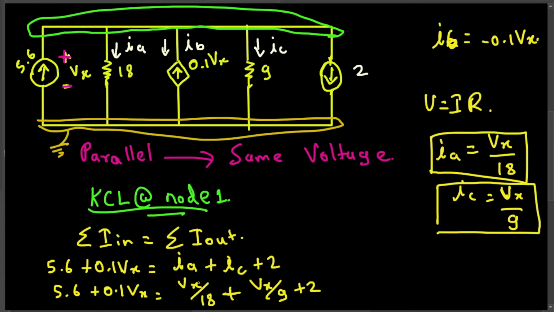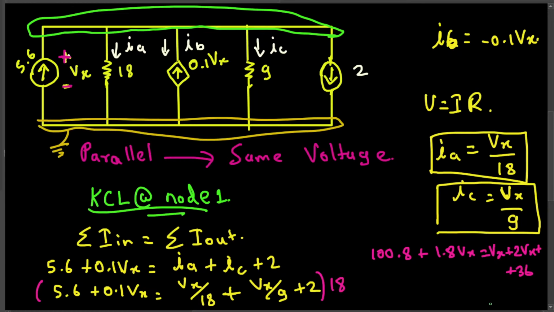And here you can see in Vx denominator we have 18. To get rid of this denominator, I can multiply both sides by 18. If I do that, 18 times 5.6, you're going to get 100.8, and then plus 0.1 times 18, that's 1.8. Vx over 18 times 18, 18 cancels, so we get Vx, and Vx over 9 times 18, that's plus 2Vx, and then plus 2 times 18, that is going to be 36.